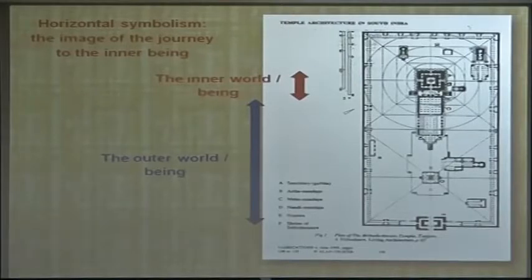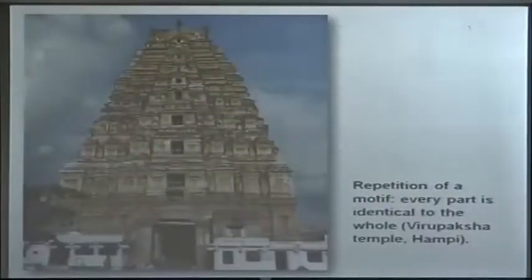So this is basically the journey, the horizontal journey, where the vertical is something cosmic, and the horizontal is a journey from our outer being to our inner being, symbolized by the Garbhagriha. So this is very briefly, and maybe from my, I don't know whether traditional architects would agree, but this is, to my perception, the philosophy behind, the main elements of philosophy behind temple architecture.